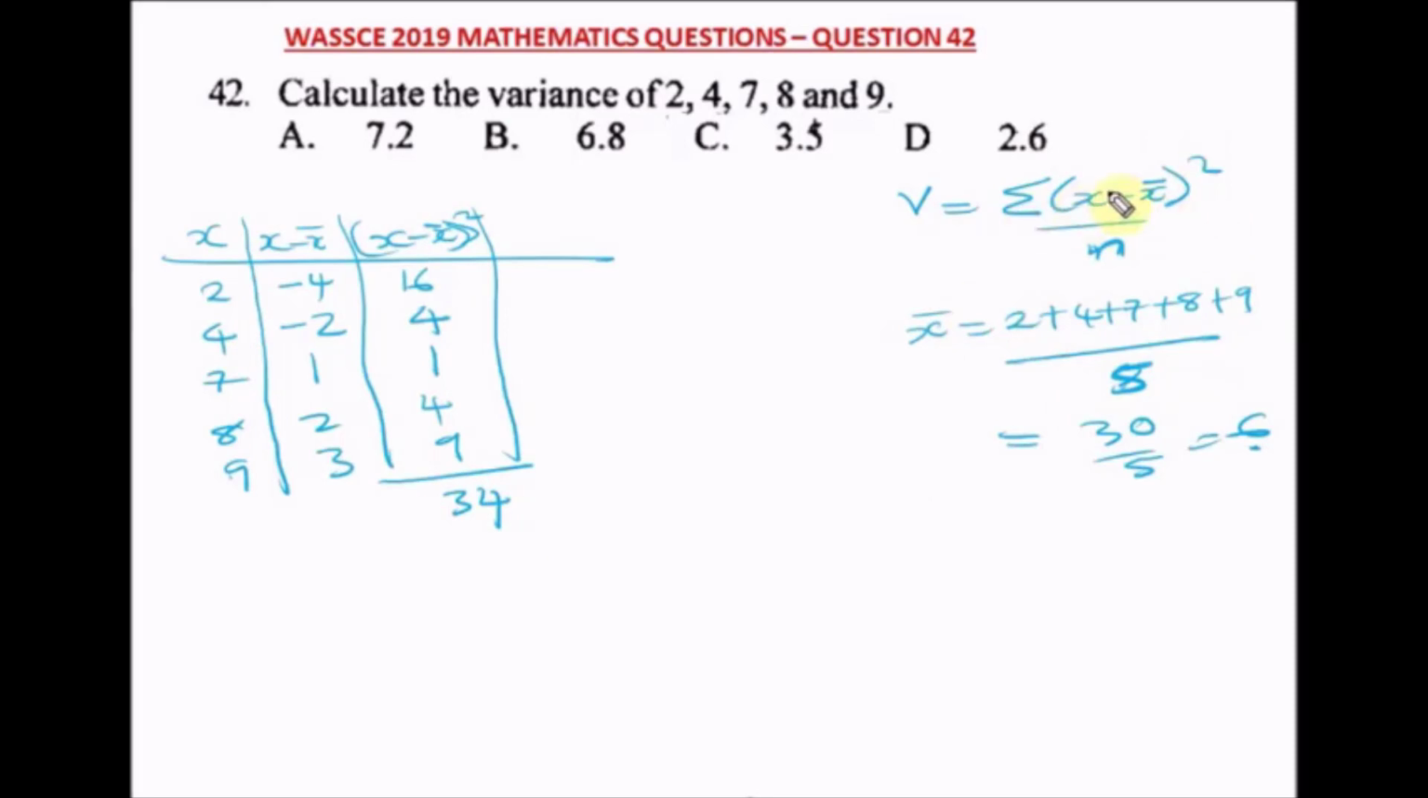So let's put this into our equation here. The summation of this is 34. And what is n? n is 5. That's the total number, that's 1, 2, 3, 4, 5. So 34 divided by 5. What would that give us? It is 6.8. So this is our answer, 6.8. That's our variance, and our right option here is option B.